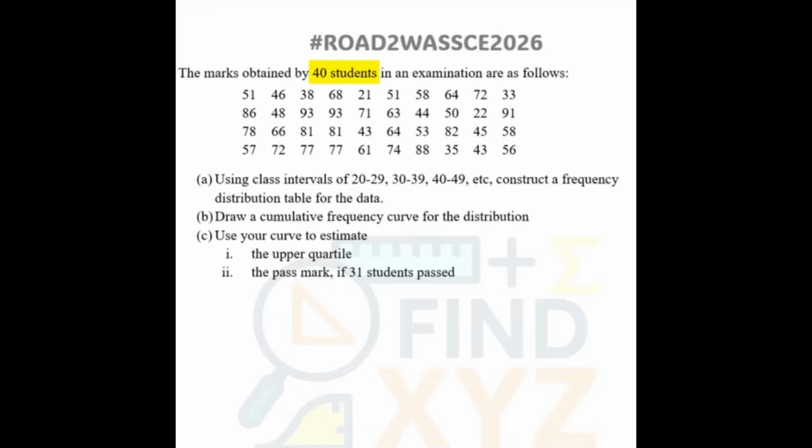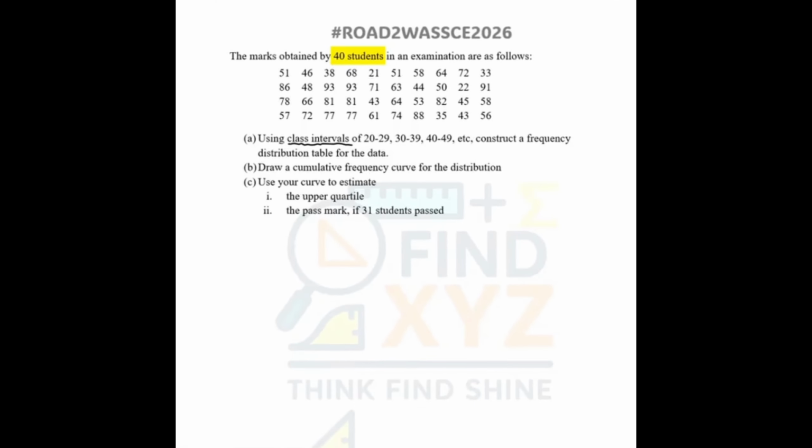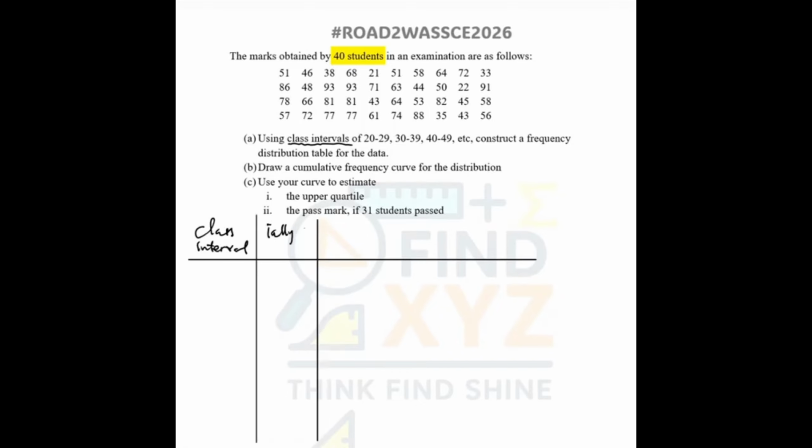And what is the interval? We have 20 to 29, 30 to 39, 40 to 49. I will encourage students to arrange these marks systematically into the intervals. So I have my class interval, then I will need my tally, then my frequency. So what is the first interval? We have 20 to 29, then 30 to 39, then 40 to 49.